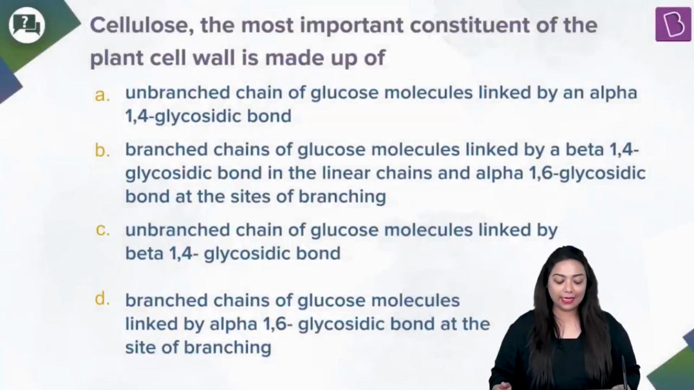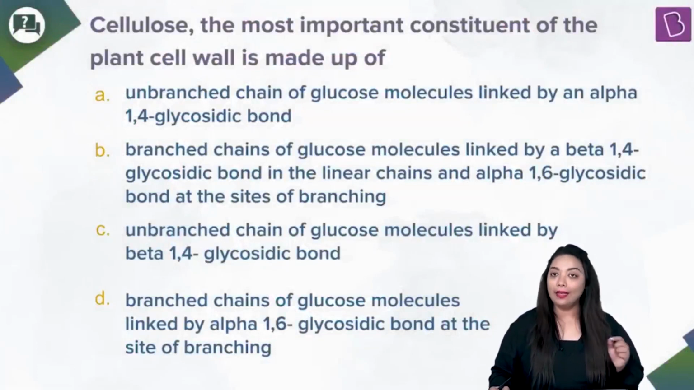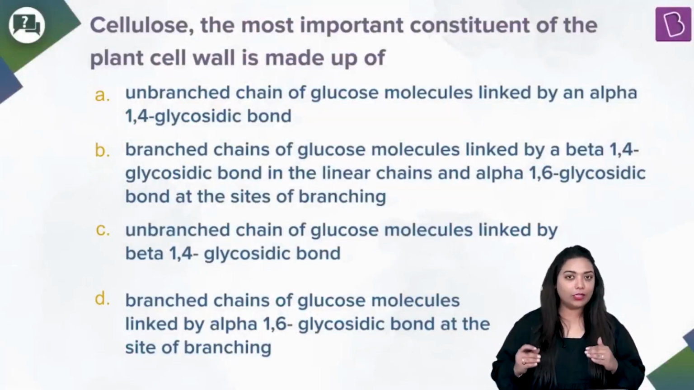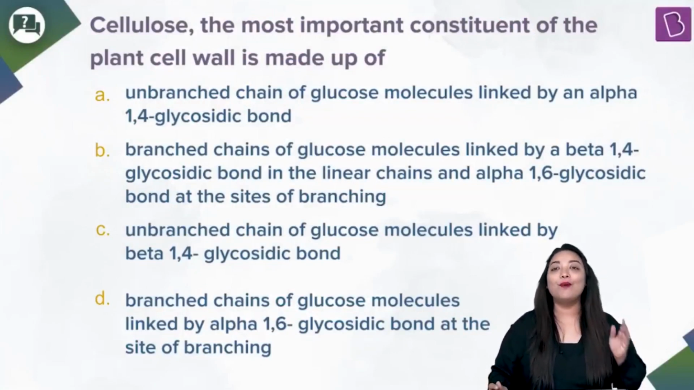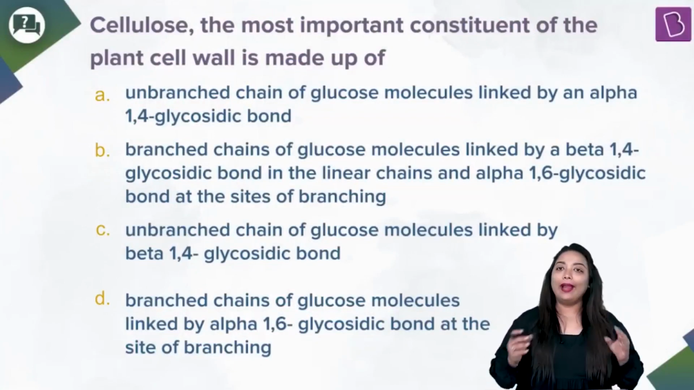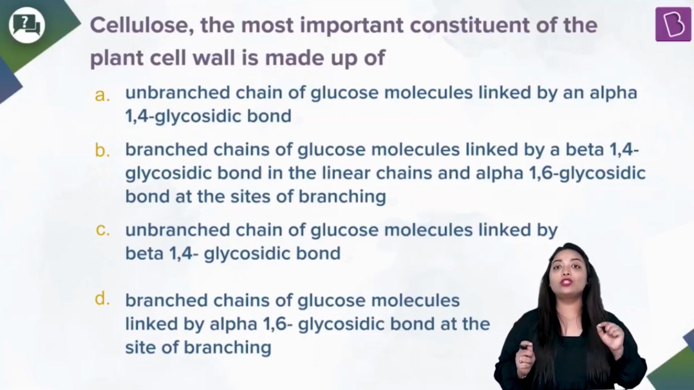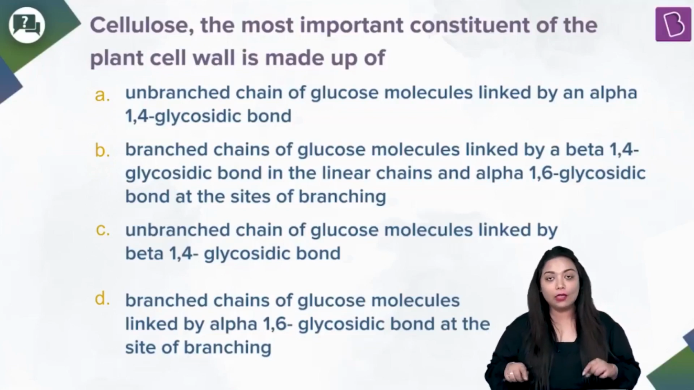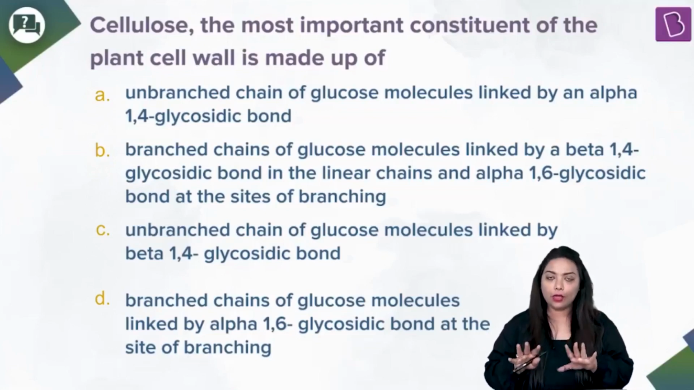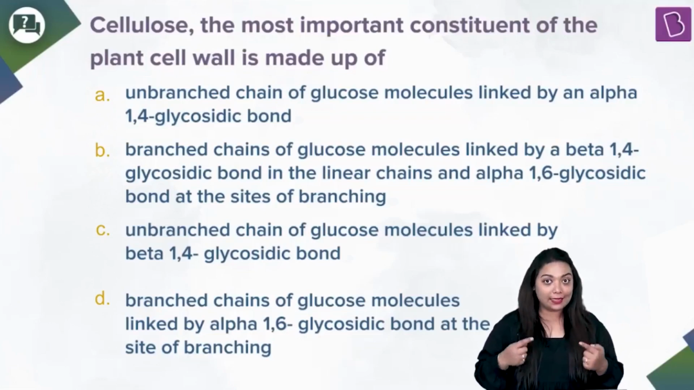Now let's try this one, everybody. Cellulose, the most important constituent of the plant cell wall, is made up of an unbranched chain of glucose molecules linked by alpha 1,4 glycosidic bond. Now why do you use this 1,4? Why are these numbers used? Because when you're forming bonds between two molecules, you have to take into account which carbon is forming that bond. So first carbon of one molecule, fourth carbon of the next. If you come across a number like 1,6, you are talking about the first carbon of one molecule and the sixth carbon of the next. So having said this, let's continue.